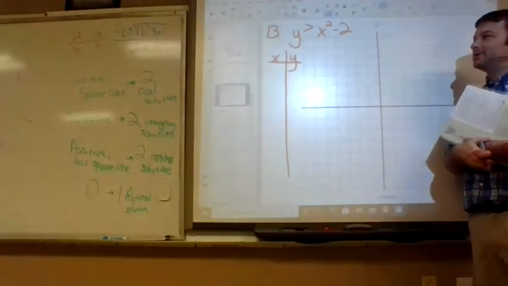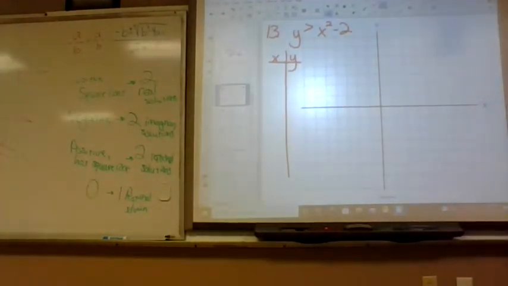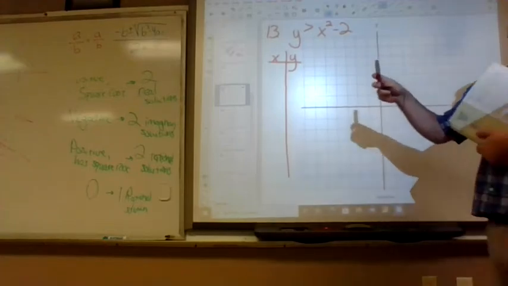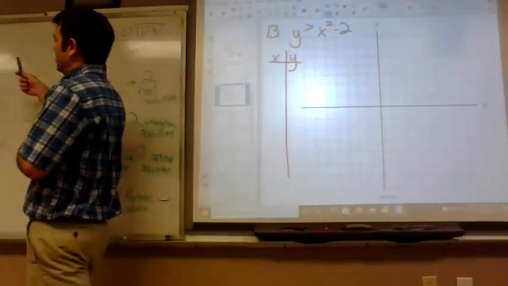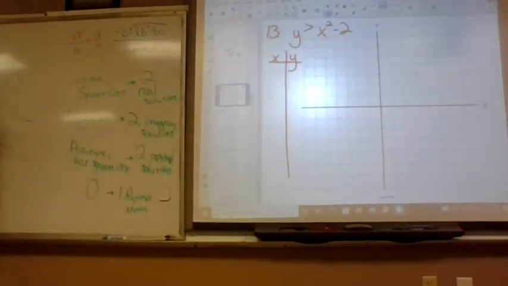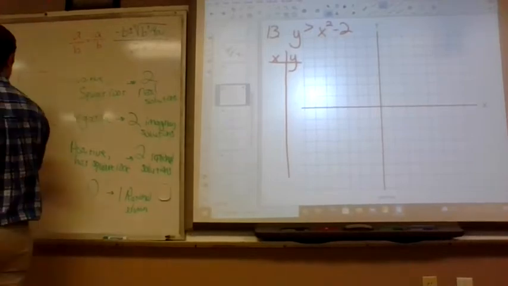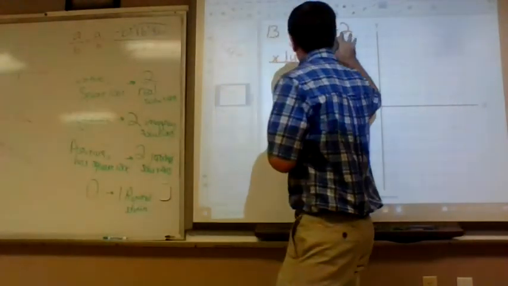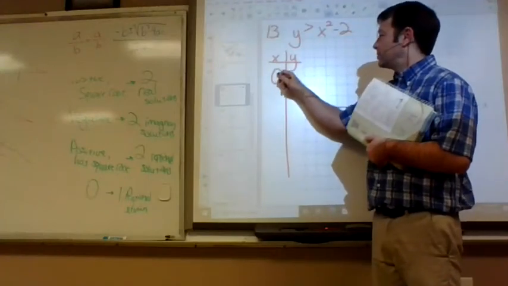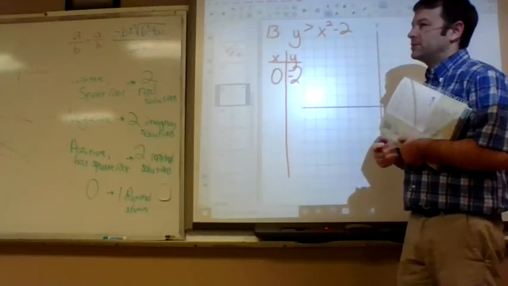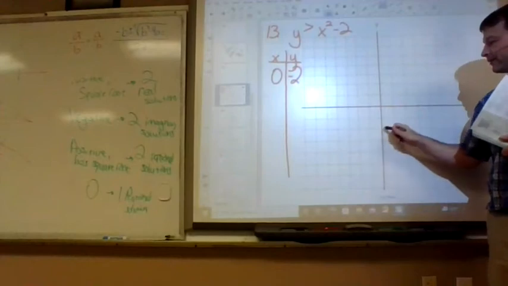Same method as yesterday. Where would the vertex be for number 13? You guys remember this stuff? That's kind of what we talked about yesterday. Left one, right one, up one, down one. So this would be down 2. So (0, -2) is the vertex. That's the center of my graph right there.